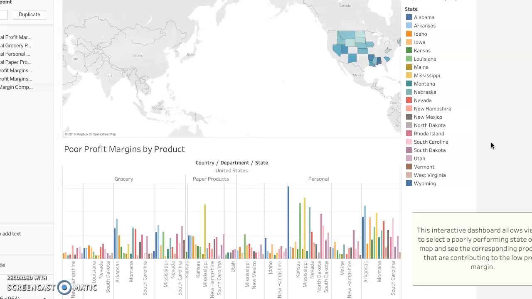None of these products have a negative profit margin yet, so they're not hurting the company immediately, but they are also not really increasing, and there's so many of them that I think it would be beneficial to start working on a solution in order to increase the profit of the company.